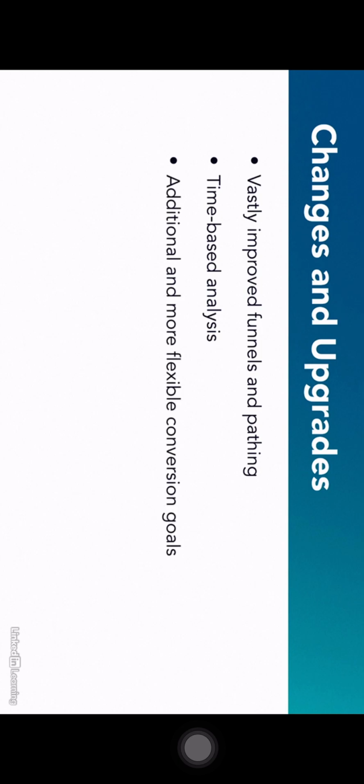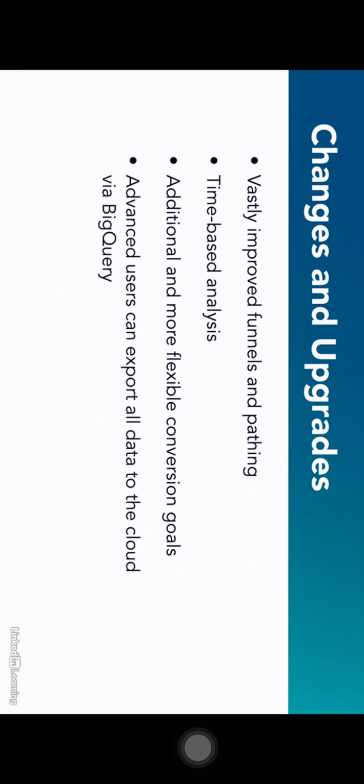There's also additional more flexible conversion goals that can be set up to more accurately track what's happening on your site or app. And advanced users can export all the data to the cloud via BigQuery, something that was previously only available in the enterprise version. And we won't get too far into that in this beginner's course, but it's worth saying that is a pretty cool upgrade. So I'm really excited to show you all this new functionality. Let's dive in.